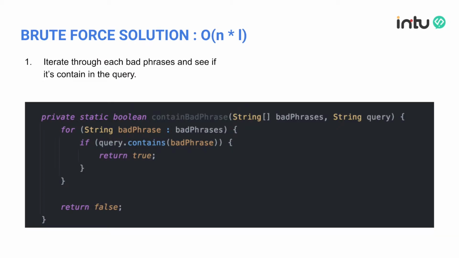The brute force approach is pretty straightforward. You just need to iterate through each bad phrase and see if it's contained in the given query. It's like 5 lines of code. So given the list of bad phrases as a string array and a query, you just need to iterate through the bad phrases and use the query's contains method to see if any of the bad phrases is included in the query. If that's the case, you return true. Otherwise, you return false.